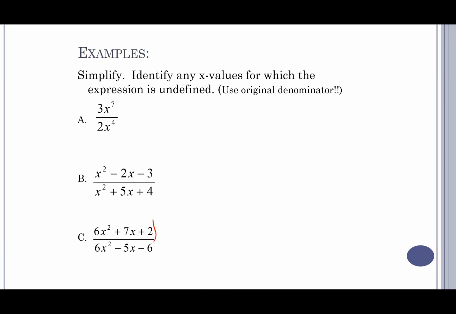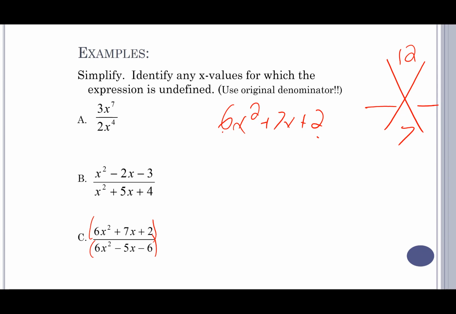So again, nothing here is going to cancel because all of this is tied together. The whole numerator is tied together, the whole denominator is tied together. So you have to factor each part first. So let's factor the numerator first. So the numerator, 6x squared plus 7x plus 2. Again, I'm going to use product and sum. So I'm looking for two numbers. A times C would be 6 times 2, so that's 12. And B is 7. So I'm looking for two numbers that multiply to 12 and add to 7. And those would be 3 and 4.